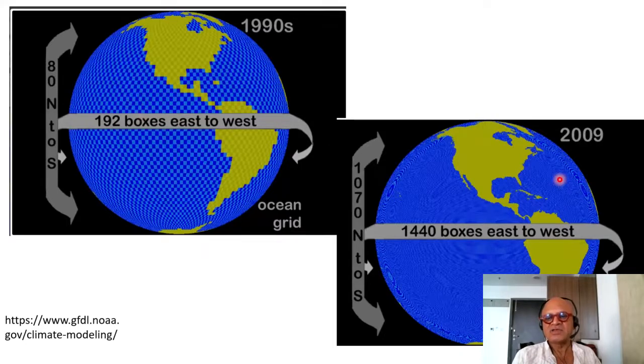By 2009, which is already a little bit behind, there were typically 1440 boxes east to west. This is in the Geophysical Fluid Dynamics Lab in Princeton, a NOAA lab, and they had 1070 grid boxes. So you can see the representation here looks much more realistic than here, these choppy coastlines compared to these. It is still not enough, obviously, and the newer models now in 2021 have many more boxes than these.